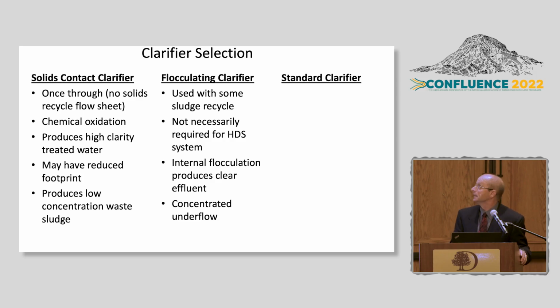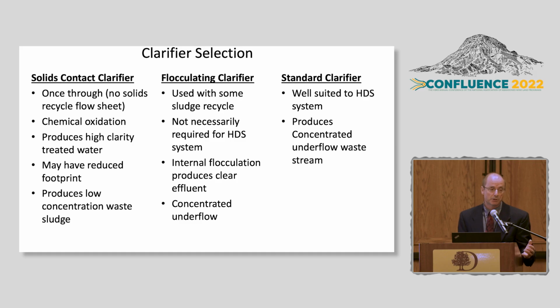And then finally, the standard unit, very well suited to the HDS process because flocculation with that concentrated slurry is going to be done very well just in a standard feed well. And of course, you're producing a concentrated underflow. So those are some of the first considerations you need to make in choosing what type of unit to use for your treatment system.